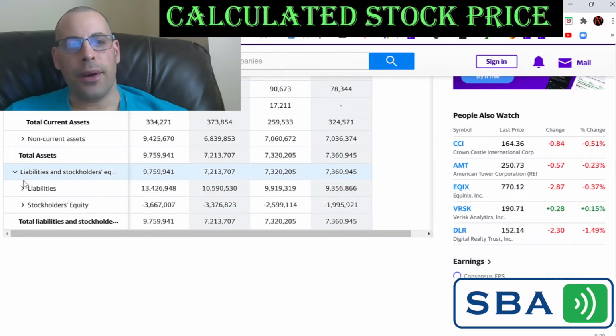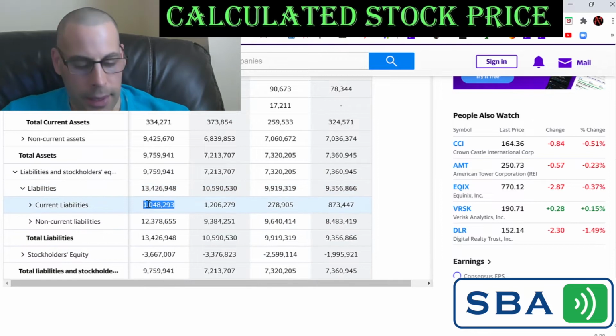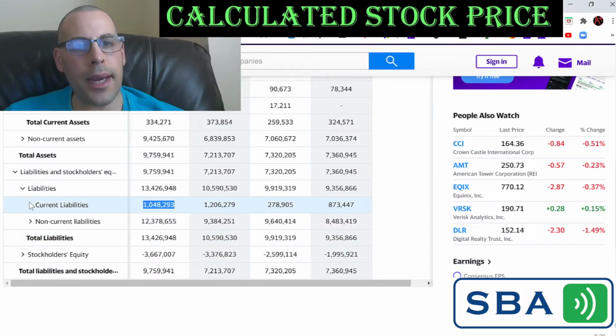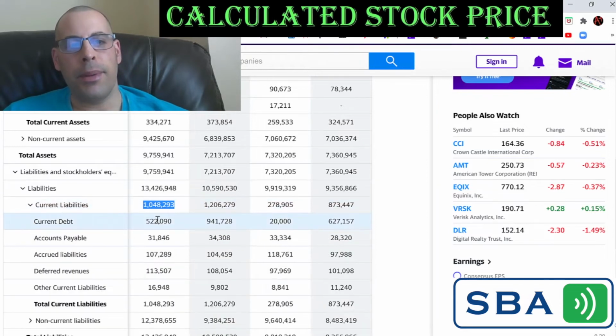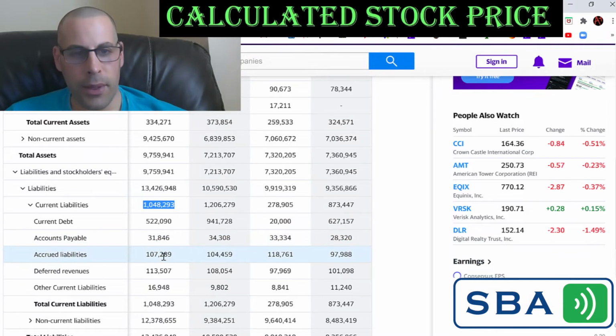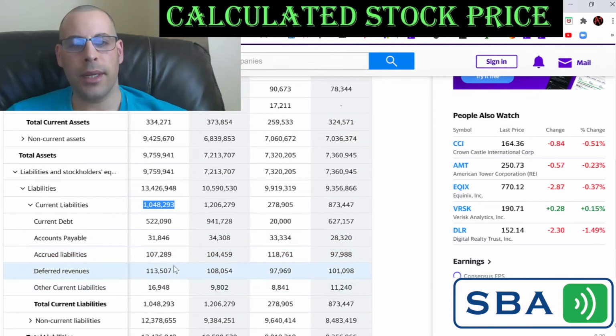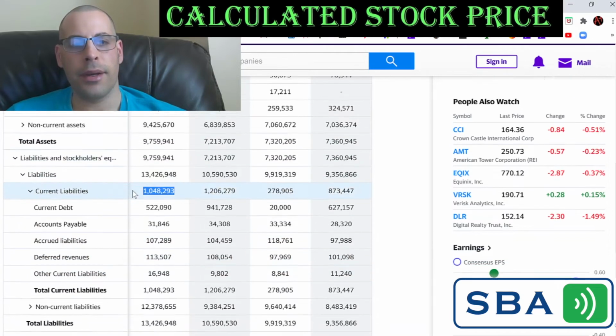Let's also get their current liabilities. That's $1 billion. Let's see what that is. That's $500 million of current debt, $31 million of accounts payable, $107 million of accrued liabilities, $113 million of deferred revenues, and $16 million of other.